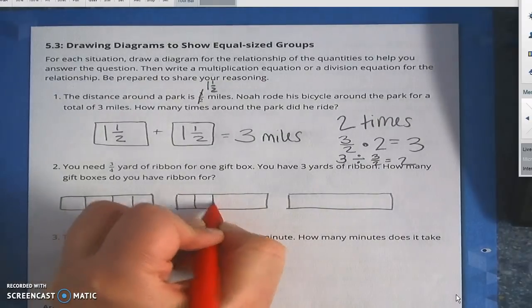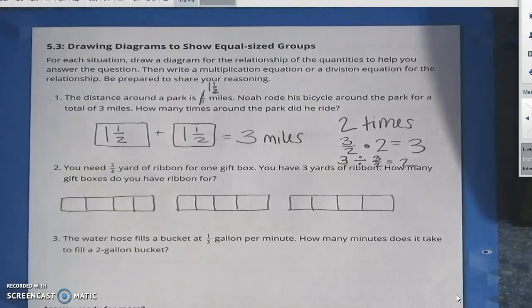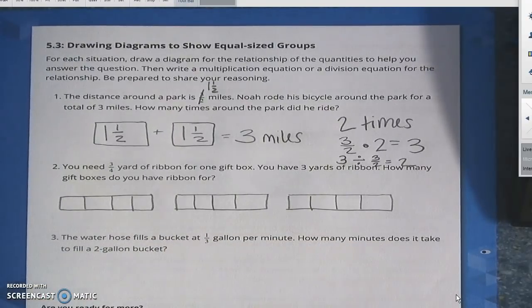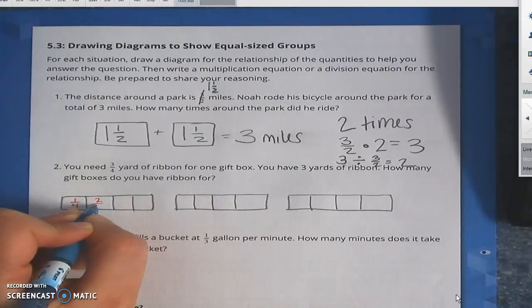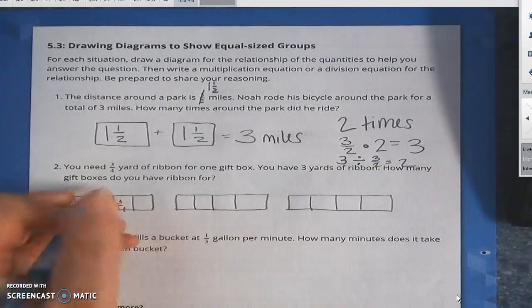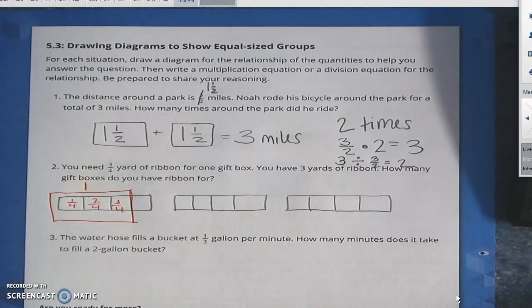Oh goodness, please forgive me. These should be much more equal than that. Pretend these are all equal. Okay, so it takes 3/4 of a yard for 1 gift box. So this is 1/4, 2/4, 3/4. So that right there makes 1 gift box.